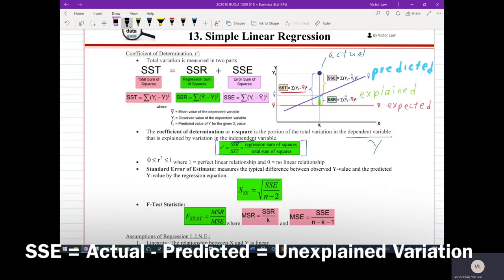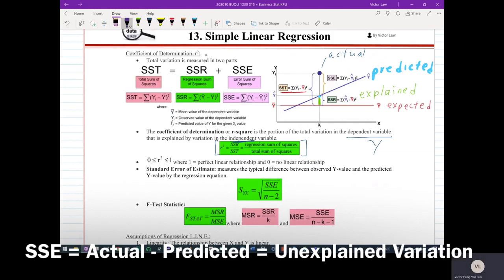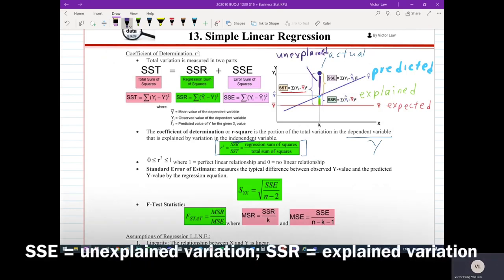And what we also have is your SSE. SSE is your unexplained. Okay, so SSE is the distance between your actual and your predicted. So SSE is what is unexplained by this model. So your SSE is your unexplained, and your SSR is your explained. Right, so SSE is the distance between your blue dots and your predicted value, your blue line, and the SSR is the distance between the blue line, your predicted value, Y hat, and the Y bar, which is your expected value.